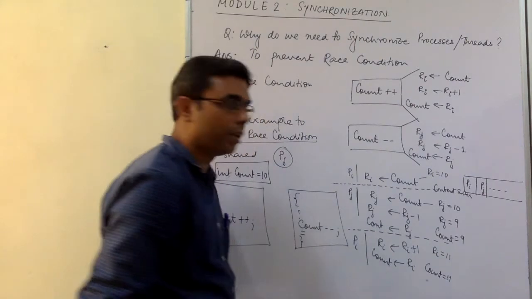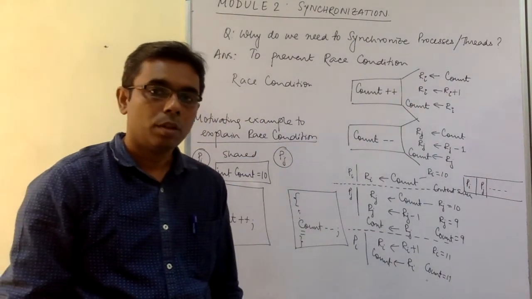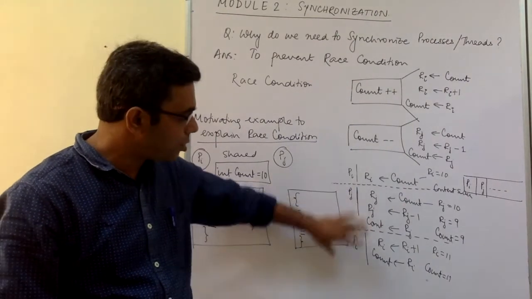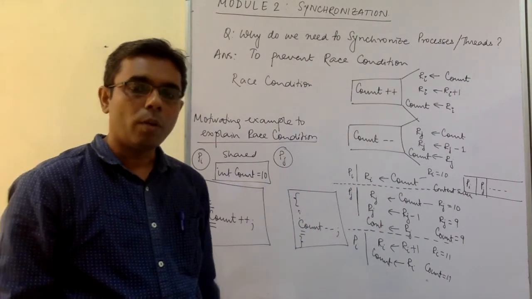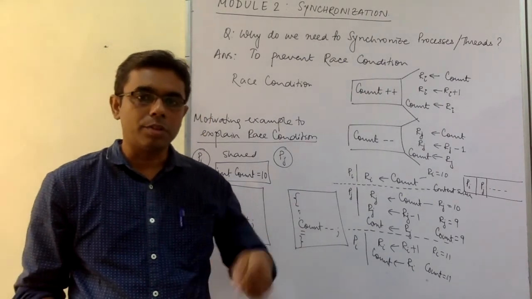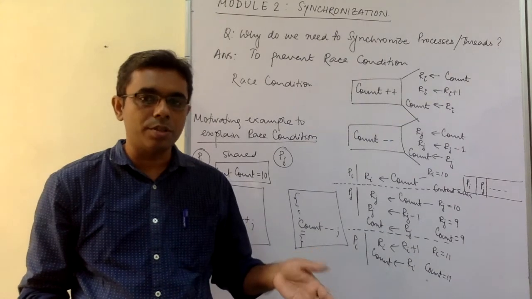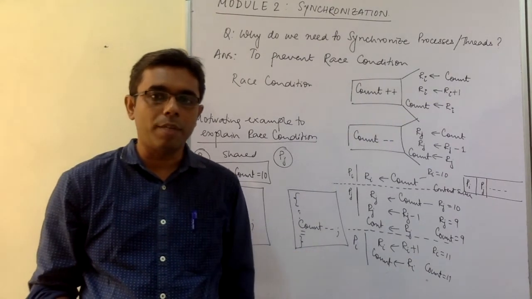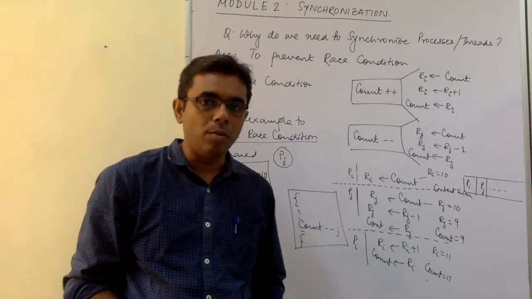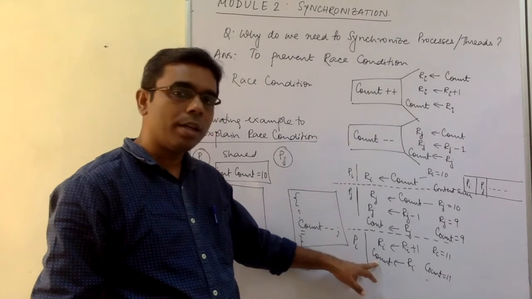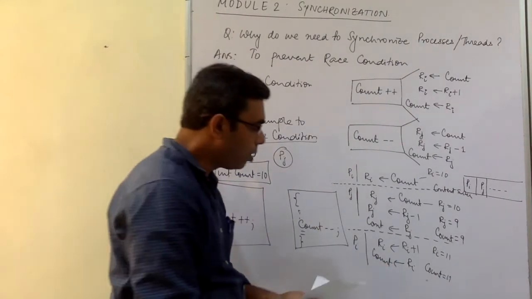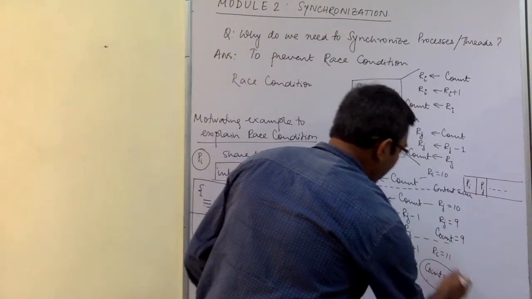So if you execute the processes in this order, where after executing the first instruction of Pi there was a context switch, Pj completed 3 instructions, and then the control came back to Pi, and Pi executed the rest of the 2. So finally what we find is the value of count is determined by the final value of Ri, and we found that the value of count in this case is 11.